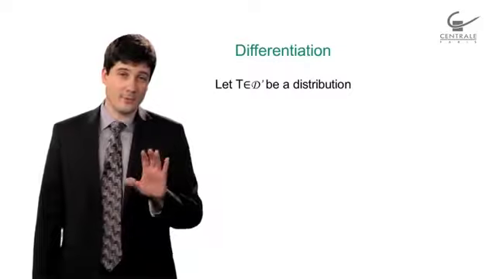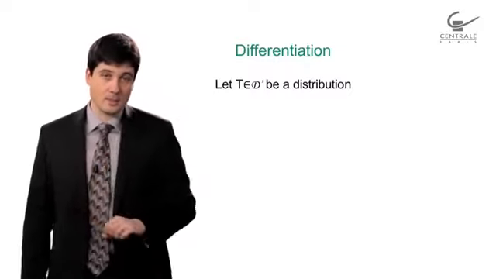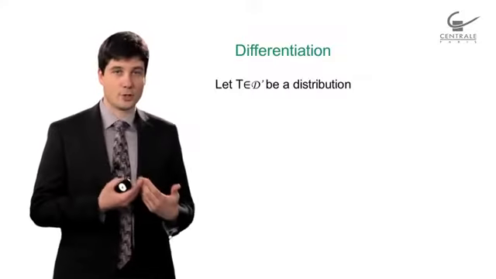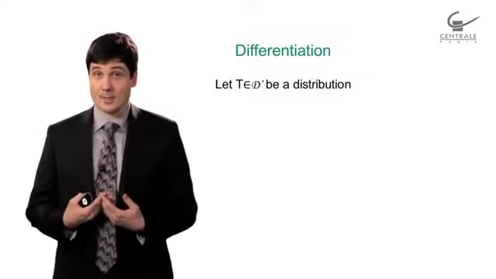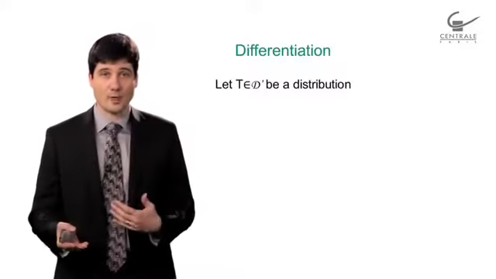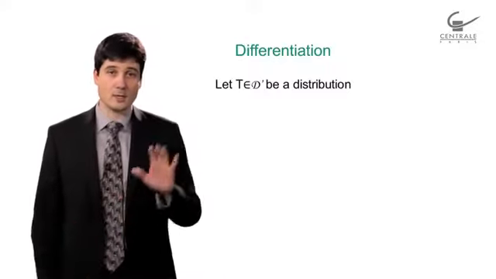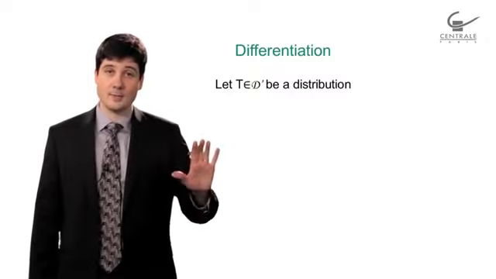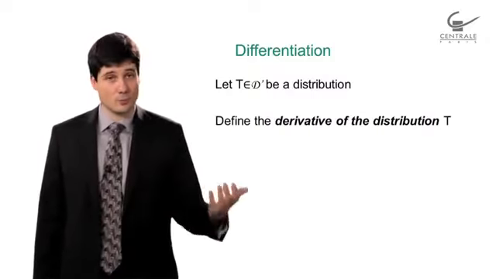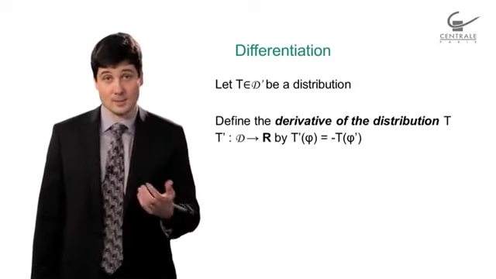Now, we define these distributions for a reason, actually. The reason why we define distributions is so we can differentiate them, and we will see we can differentiate distributions as many times as we want. We won't have a problem differentiating distributions. So I'll start with T, an element of D prime, a distribution. And I will define the derivative of the distribution this way.